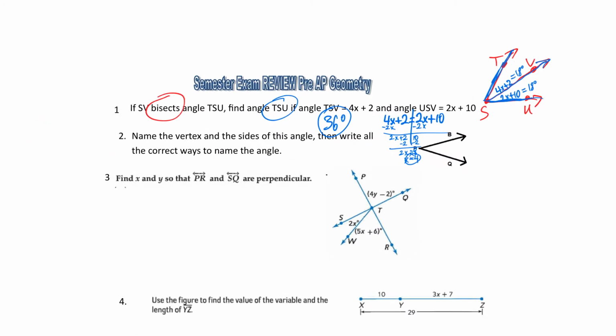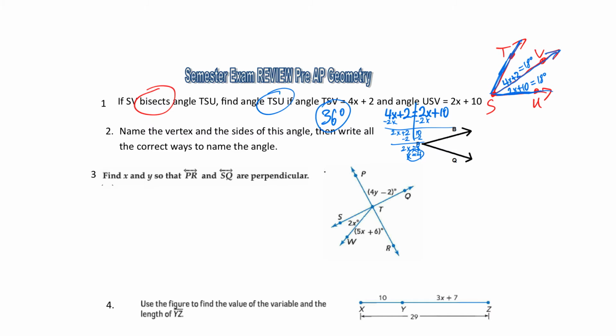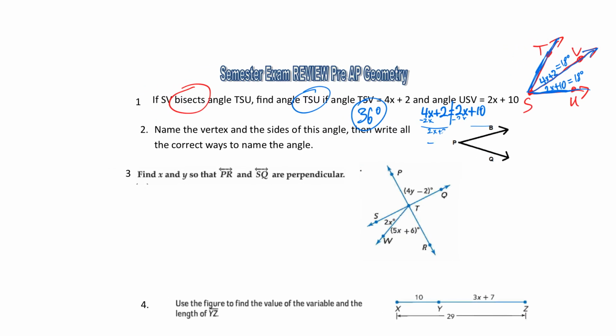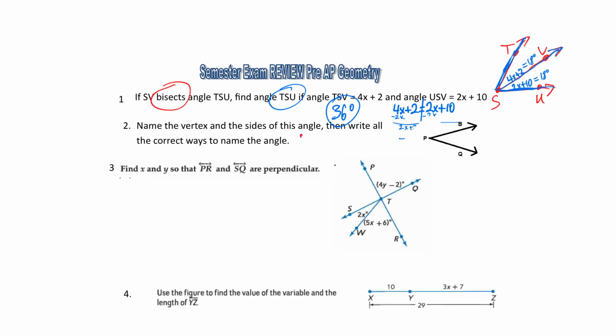Okay, number 2. Let me erase a little bit of this. Okay, what's the vertex of that angle right there? Point P. What are the names of the sides of that angle? PQ, PB. Okay, ray PB, ray PQ.